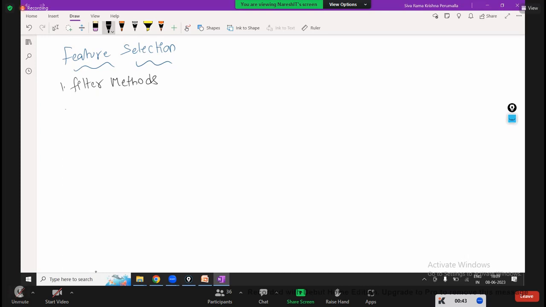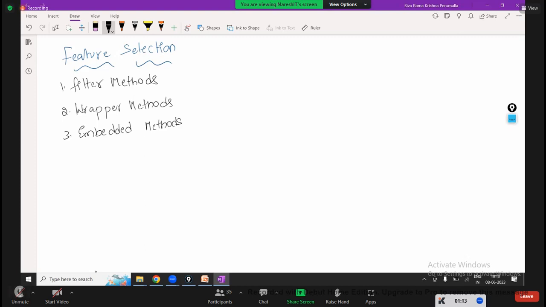The second option is called wrapper methods. The third one is called embedded methods. Okay, filter methods, wrapper methods, embedded methods. Three of them are there. We are having three different types of methods: filter, wrapper, and embedded.